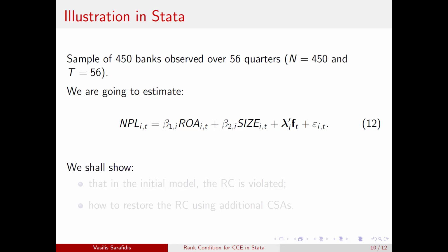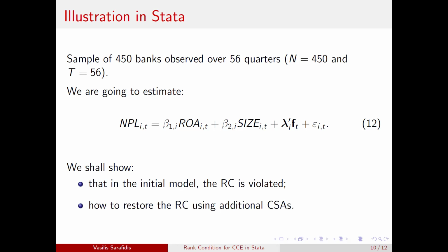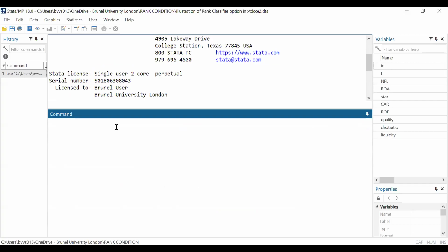We're going to show that in the initial model, the rank condition is violated. And then we're going to see how to restore the rank condition using additional cross-sectional averages. So let me jump into Stata. We're going to control for latent factors using the CCE estimator. And to begin with, we're going to use cross-sectional averages of all variables in the model, namely NPL, ROA, and size. So let's see how to do that.